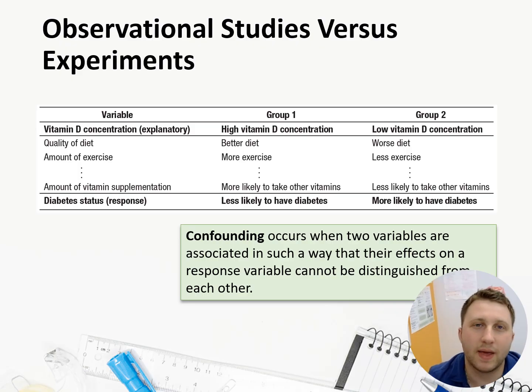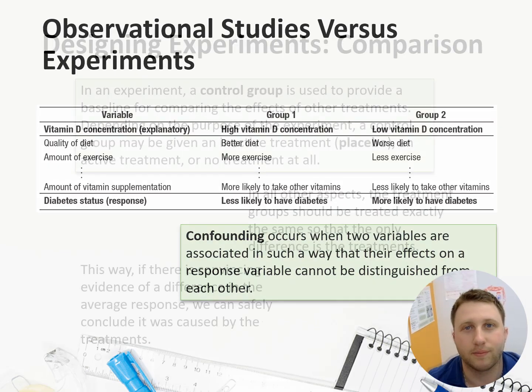One of the things that makes planning an experiment a little bit complicated is that you want to control for all of the factors that are not the explanatory variables that you're purposely manipulating. One of the risks is a confounding variable, and this happens when two variables are associated in such a way that their effects on a response variable can't be distinguished from each other. So you want to control for all possible confounding variables so that the only differences between the treatment groups are the explanatory variables that you're purposely manipulating.